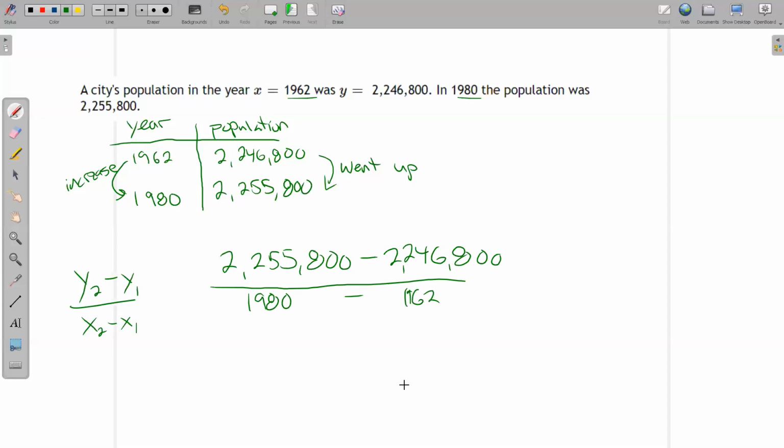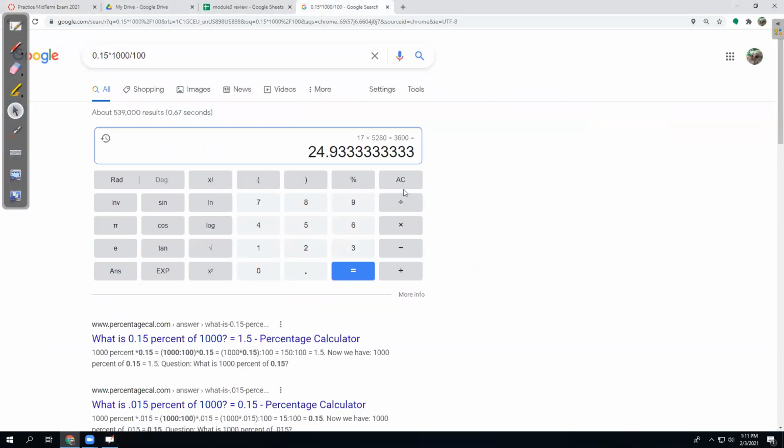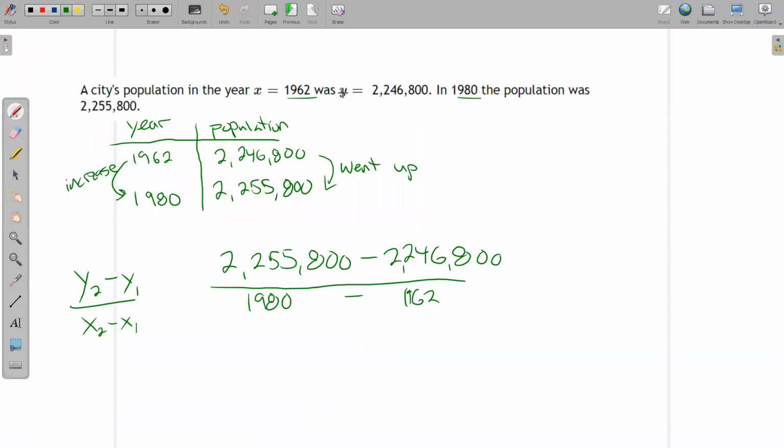Okay, so calculate time. Hopefully I can get these numbers right. Clear. On this calculator, I could either use parentheses or do it in pieces. I guess I'm going to use parentheses. So 2,255,800, and that should have 7 digits. Looks good. Minus 2,246,800. And double check we type those right. Yep.